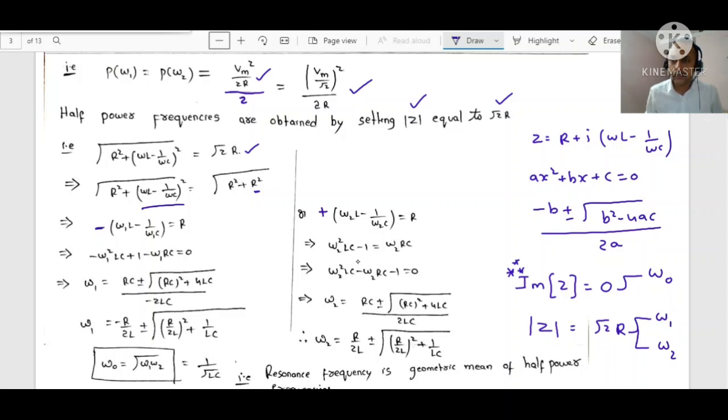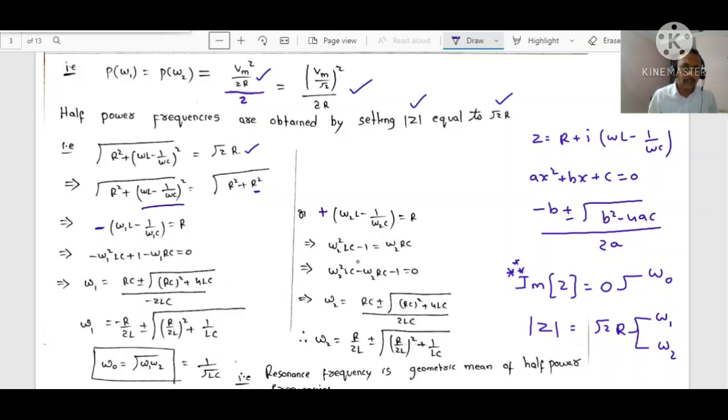Omega naught we have already expressed in terms of R, L, C. Of course R is not coming into the picture. How much value did we get? 1 by 2 pi root LC. Similarly, we should also find omega 1 and omega 2, known as half power frequencies, in terms of R, L and C. Clear? That is what we are doing in this derivation.